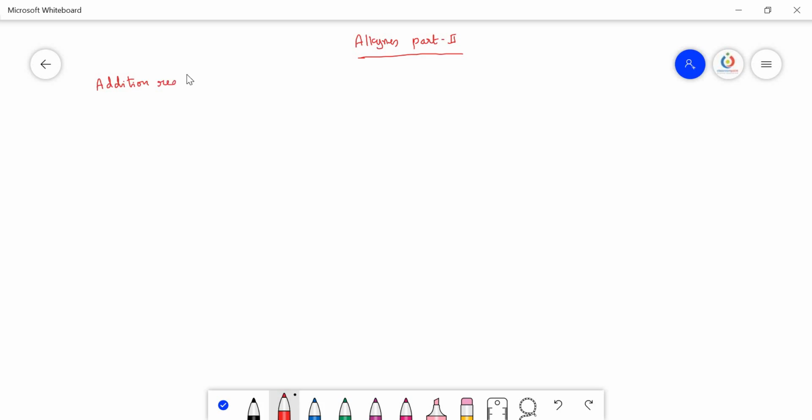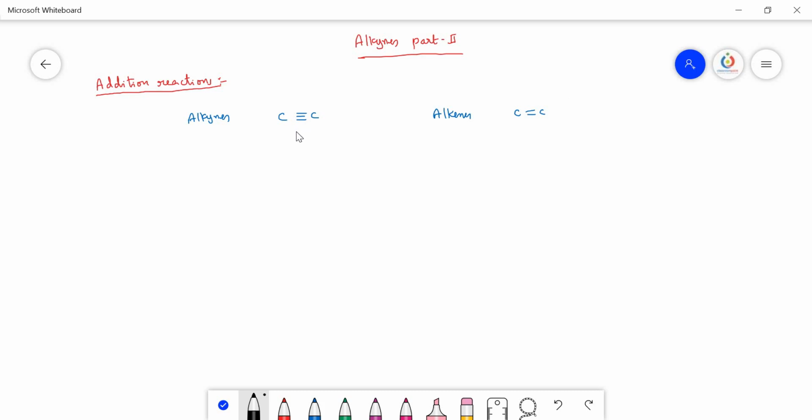addition reactions. So usually here one important thing is to be discussed. Alkynes are having a triple bond between the carbon atoms, and alkenes are having a double bond between the two carbon atoms. So it looks like alkynes have two weak pi bonds and one sigma bond. Here only one pi bond is there.